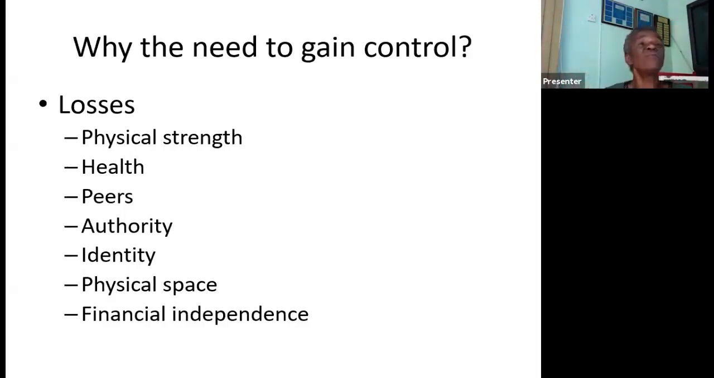There are some things they have no control over, like their health, which is diminishing, their strength, which is diminishing. But whatever it is that they can hold on to, they need to gain control. You cannot take everything from them. They need to be in charge of something. And that is very, very important in terms of communicating with older persons.